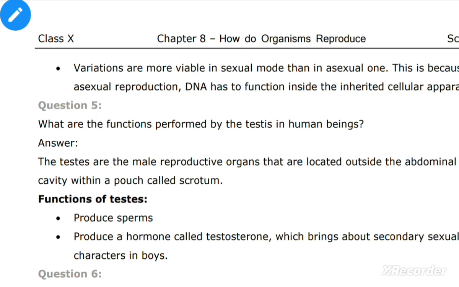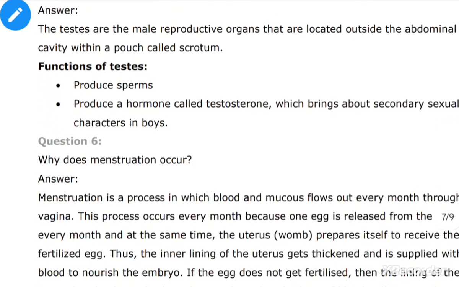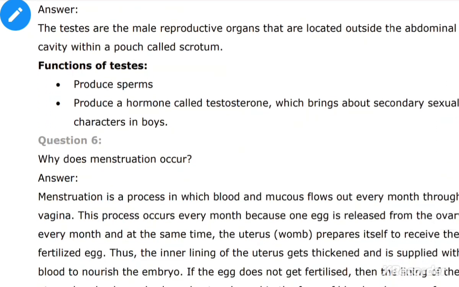Question number 5, what are the functions performed by the testes in human being? Answer: The testes are the male reproductive organs that are located outside the abdominal cavity within a pouch called scrotum. Function of testes: first is to produce sperm, second is to produce a hormone called testosterone which brings about secondary sexual characters in boys.